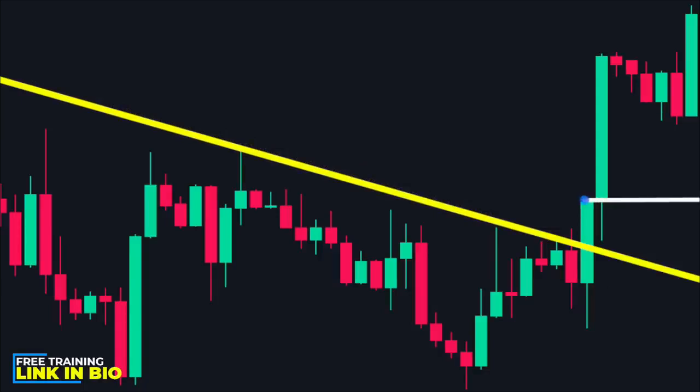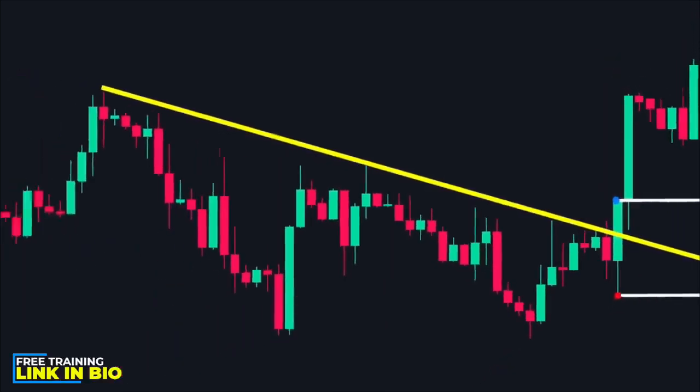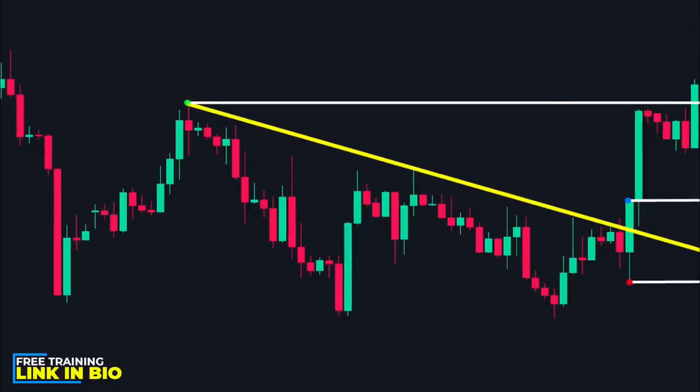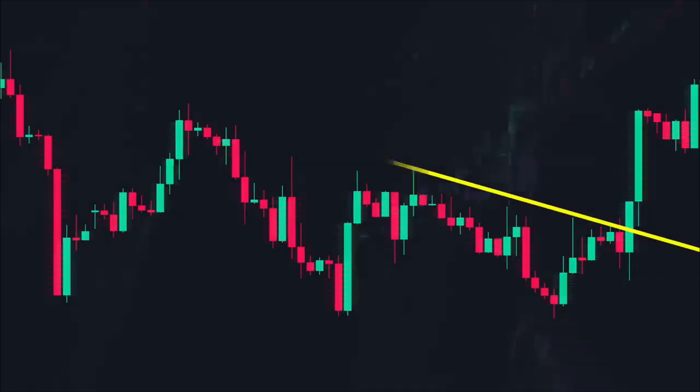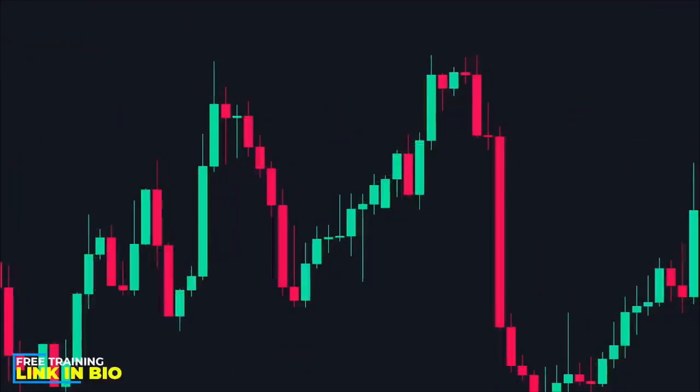We place a buy order above the high of the candle and we put a stop loss below the candle. Our targets will be these highs. As you can see, the price achieved our targets on this trade. Here is an example of a sell trade.